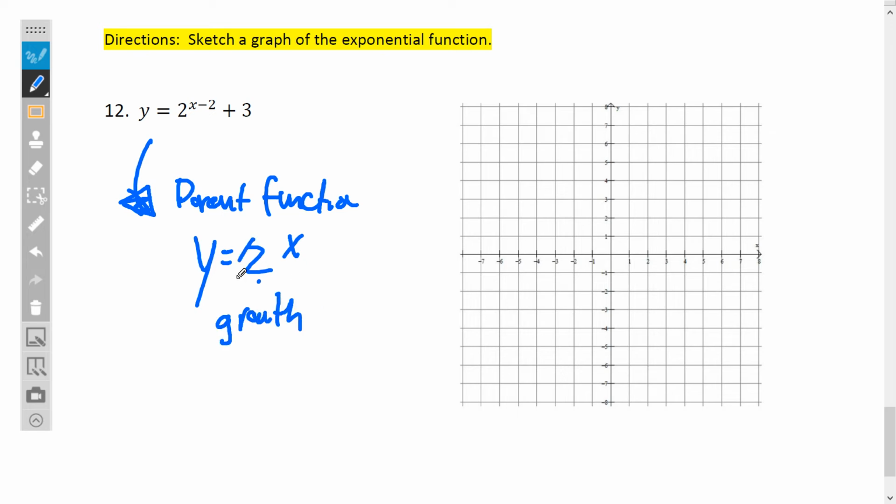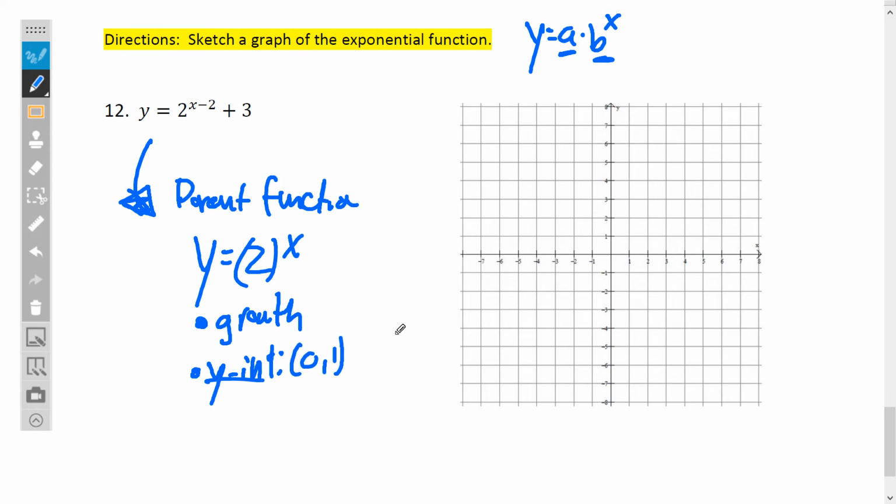Now our a value should be in front of the 2. If you think about the 2 having parentheses, our a value should be in front of the 2, and that's our y-intercept. Remember, y equals a times b to the x. The a value is the y-intercept. The b value is the growth or decay number. So the a value here is actually 1 because it's not written down. So our y-intercept is going to be at 1. And we also know the asymptote of every parent function is at y equals 0.